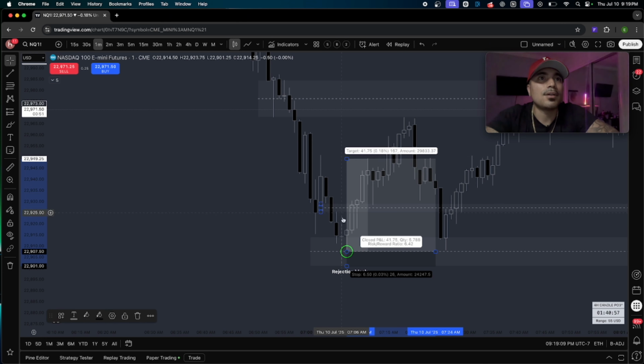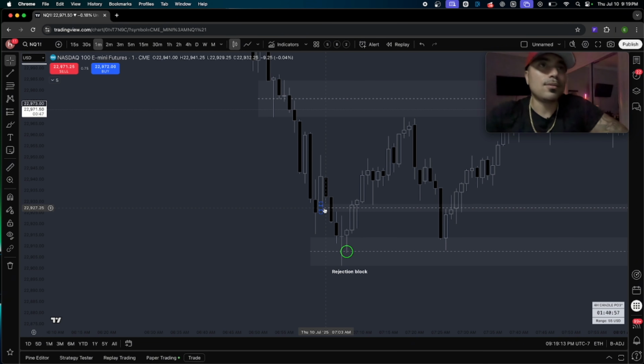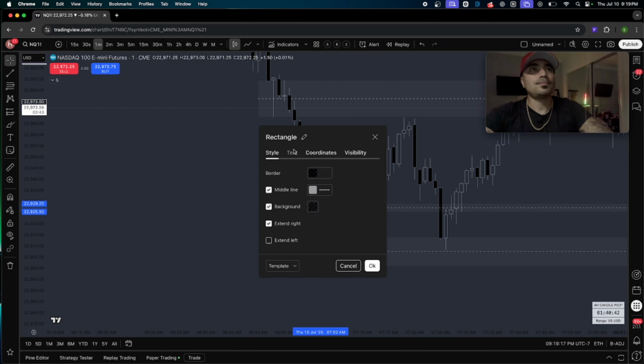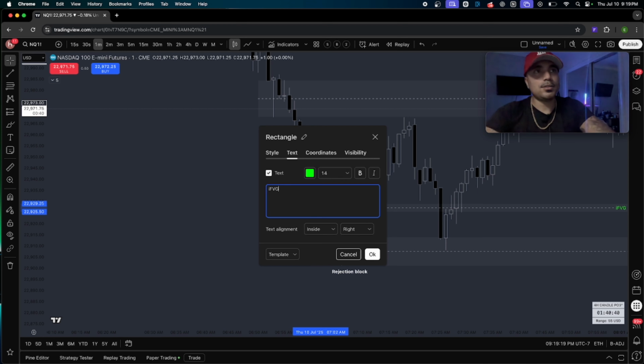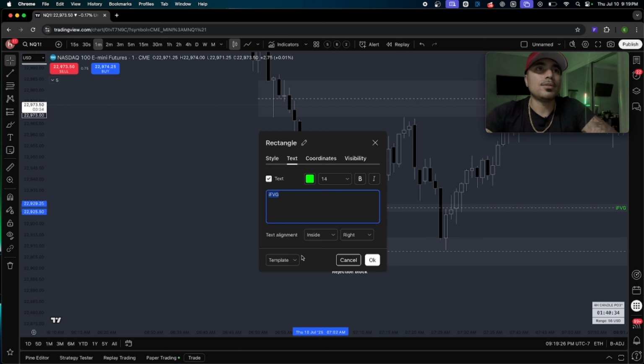Probably aim for this high. But my added confirmation, and obviously I really want to get into, was this IFEG. This is one of the strategies that I've learned as well. So you want to have added confluence. Let me put this more towards the center, or the left actually.